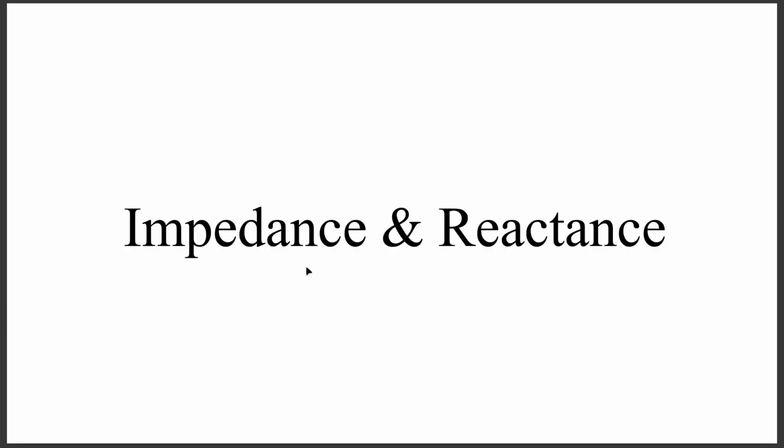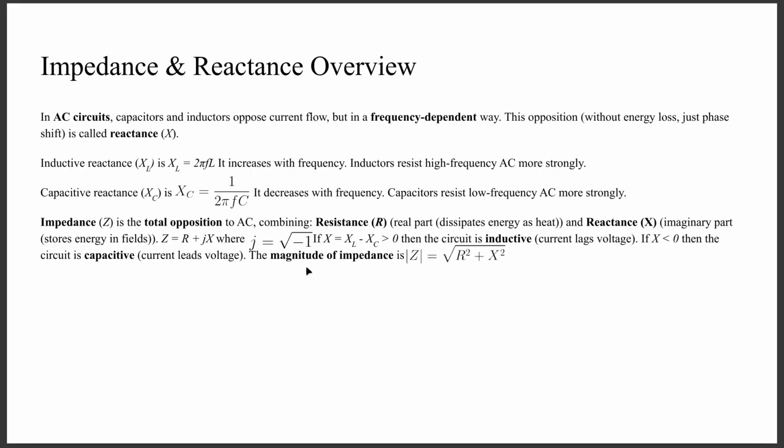Impedance and reactance. Impedance and reactance overview. In AC circuits, capacitors and inductors oppose current flow, but in a frequency-dependent way. This opposition without energy loss, just phase shift, is called reactance. Inductive reactance is equal to 2 pi FL. It increases with frequency. Inductors resist high-frequency AC more strongly. Capacitive reactance is XC equal to 1 over 2 pi FC. It decreases with frequency. Capacitors resist low-frequency AC more strongly.